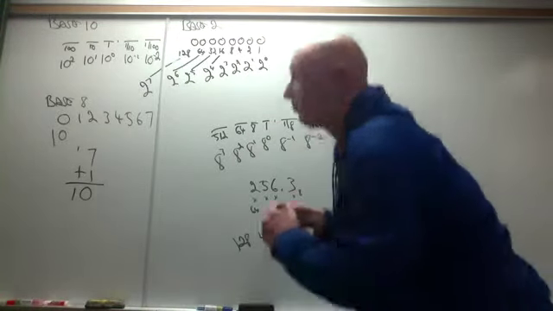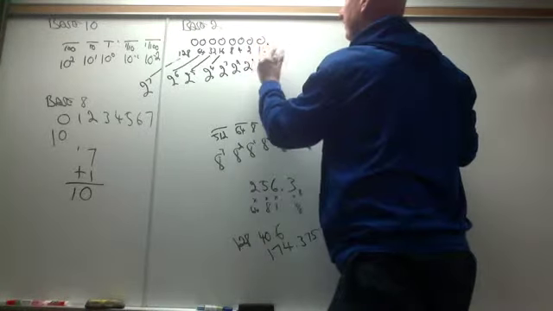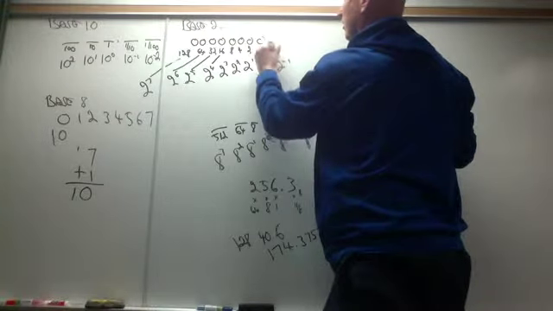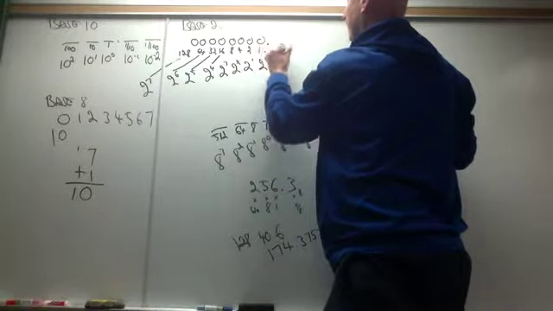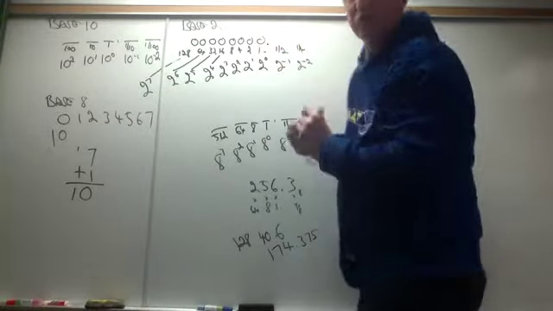If I had a decimal point here, okay, decimal point, it would be 2 to the negative 1, or 1/2, and 2 to the negative 2 are 1/4, and so forth.